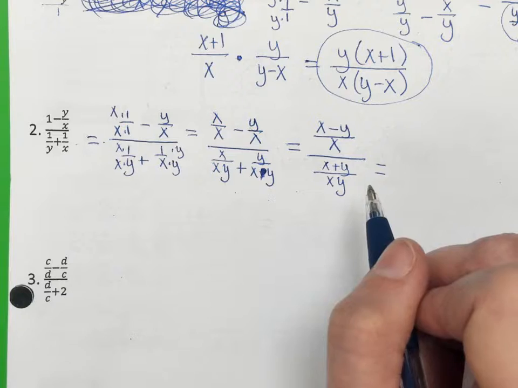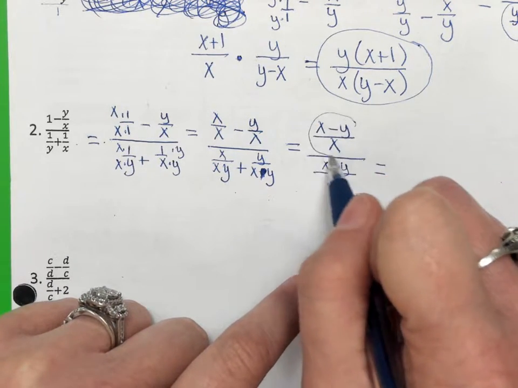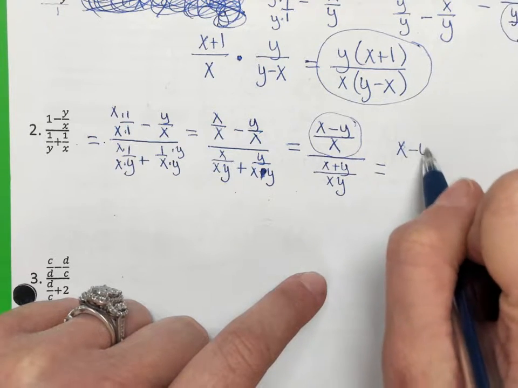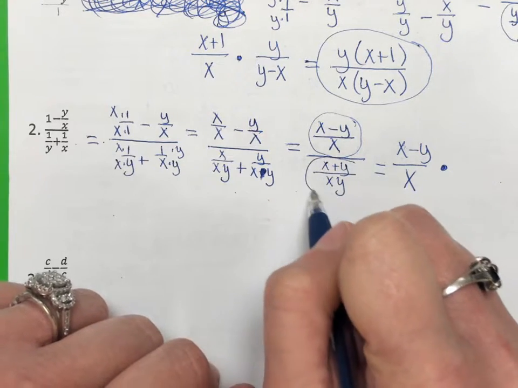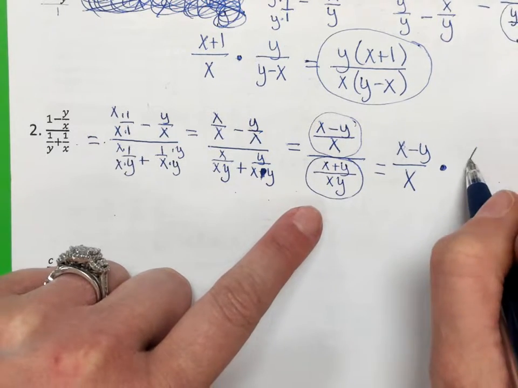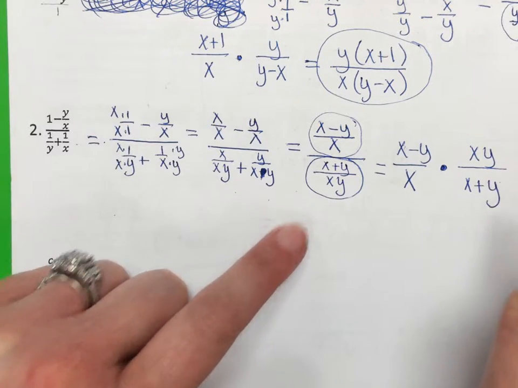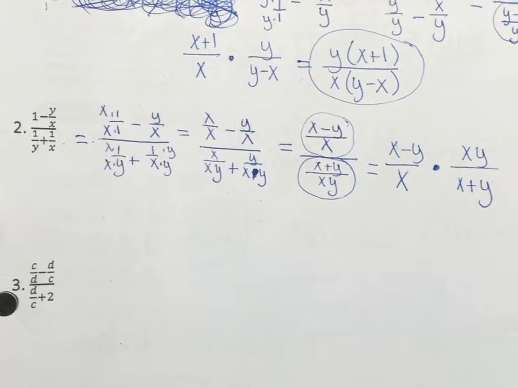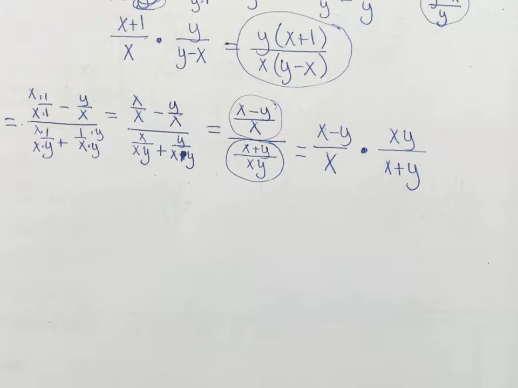Okay, now that everything's one big fraction, we can do keep, change, flip. What do you want to keep? The first one, the top, the numerator. X minus y over x. Change division to multiplication, and you're going to flip the bottom one. So it would be xy over x plus y. Would you just do x parentheses x plus y, or would you do x squared plus?